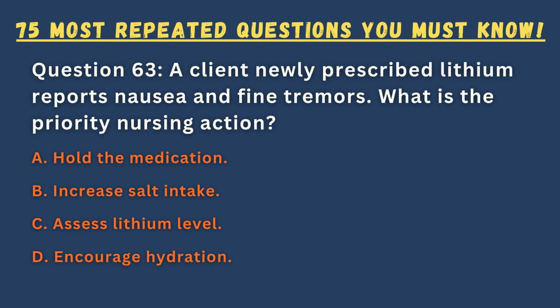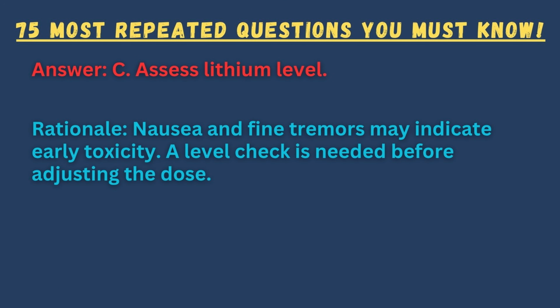Question 63. A client newly prescribed lithium reports nausea and fine tremors. What is the priority nursing action? A. Hold the medication. B. Increase salt intake. C. Assess lithium level. D. Encourage hydration. Answer. C. Assess lithium level. Rationale. Nausea and fine tremors may indicate early toxicity. A level check is needed before adjusting the dose.